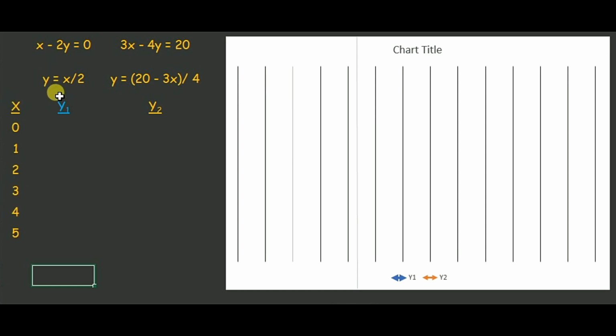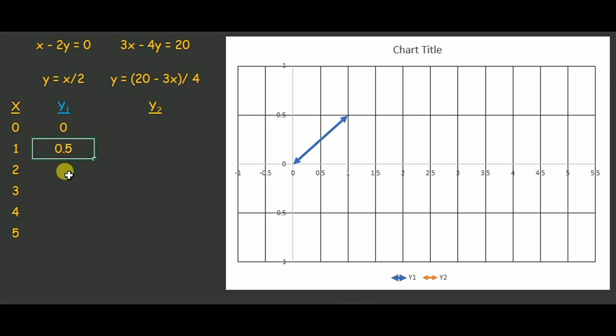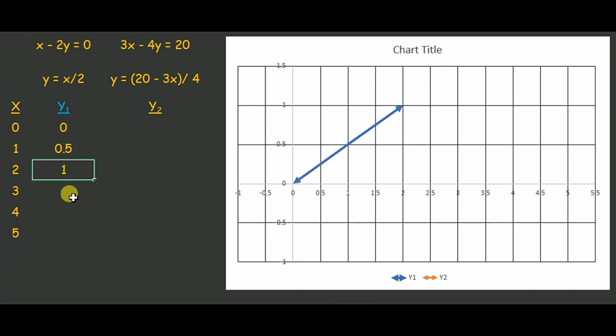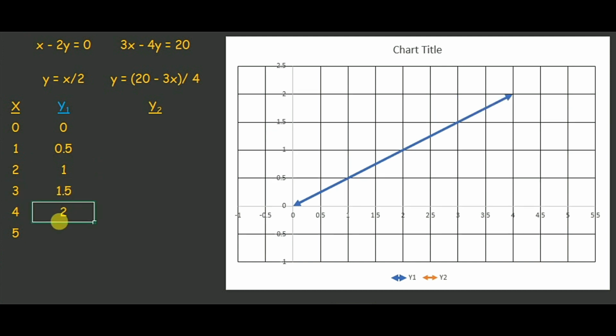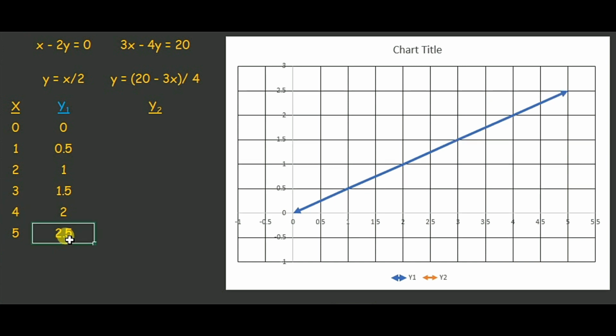Now, in this equation here, I'll replace x with all these values, which will give me y values. If I replace x with 0, it will give me 0 over 2, which is 0. If I replace x with 1 here, it will give me y as 1 over 2, which is 0.5. When x is 2, y is 1. When x is 3, y is 1.5. When x is 4, y is 2. When x is 5, y is 2.5. You can see here, this line started from here and grew up to this point here.